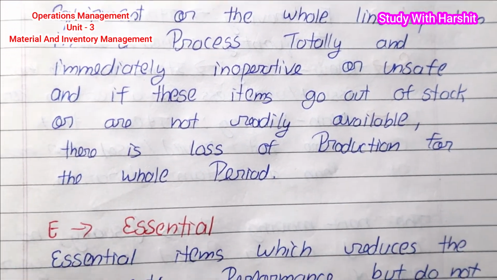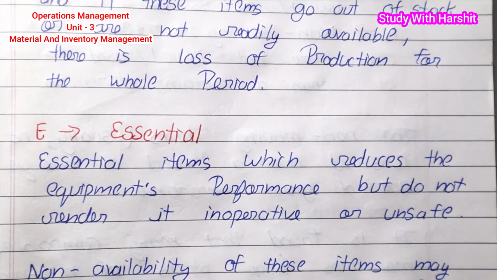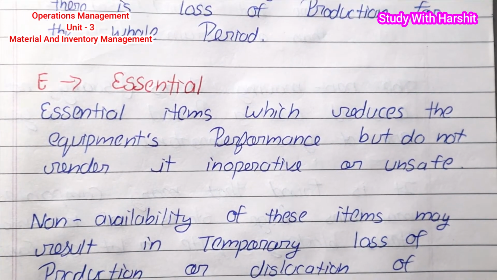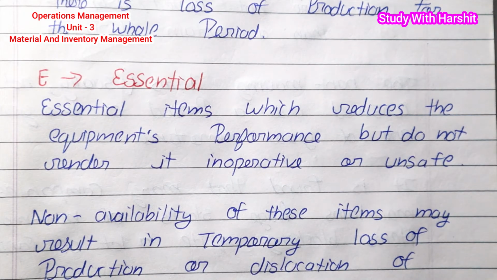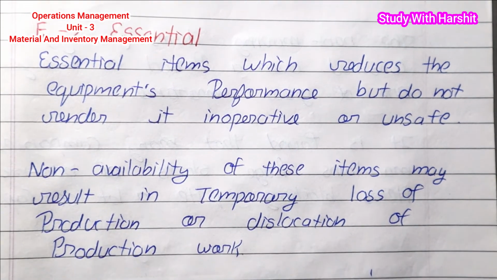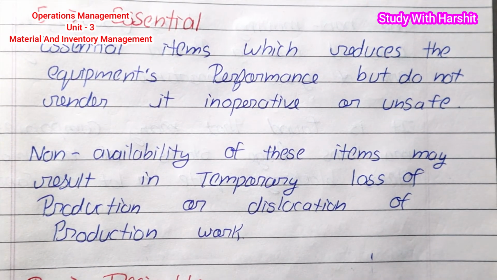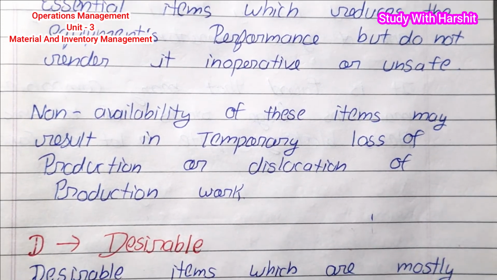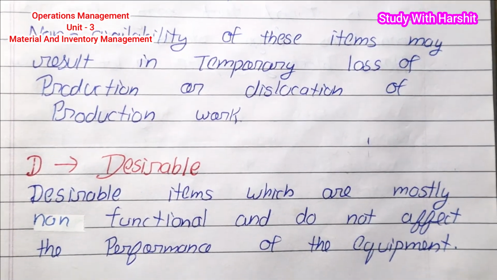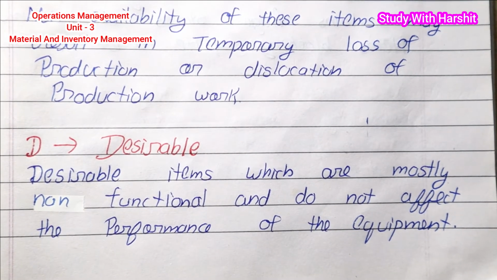E, essential. Essential items reduce the equipment's performance but do not render it inoperative or unsafe. Non-availability of these items may result in temporary loss of production or dislocation of production work. The last one is D, desirable. Desirable items are mostly non-functional and do not affect the performance of the equipment.